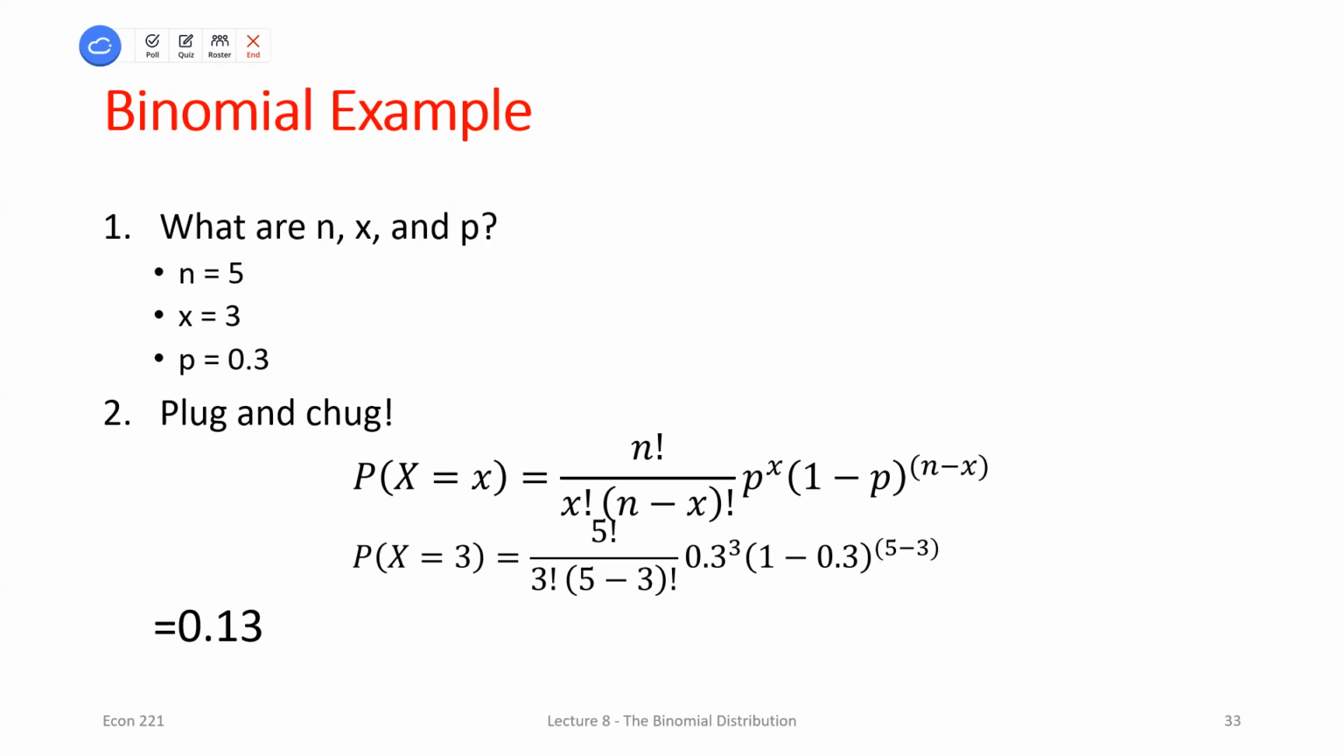Okay. So we just found the probability that 3 is 0.13. So I would then know the probability I only see 2 of the 5, closer to that mean, that probability should be a little bit higher. Okay.